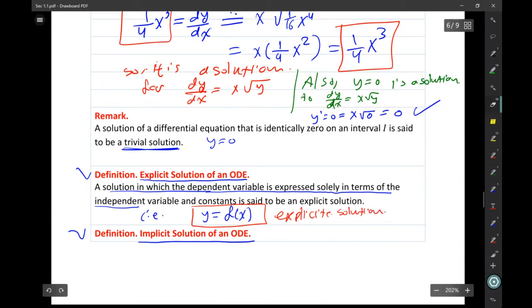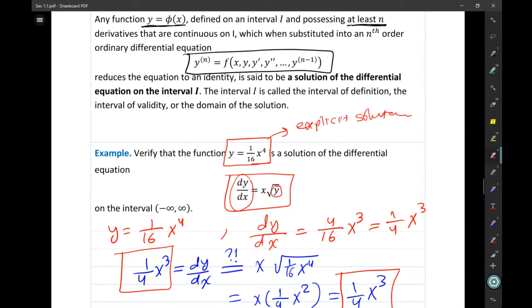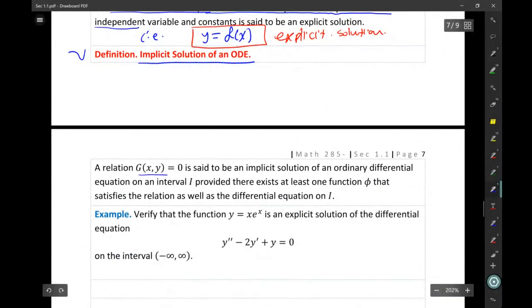I mean, you can write y on one side and all the constants and the x variable on the other side. For example, this solution here, y equals 1 by 16 x to the power 4, is an explicit solution because you wrote y as a function of x with constants. But the implicit solution is a relation between x and y, and you cannot write y as a function of x. You cannot write y on one side and all the x and constants on the other side.